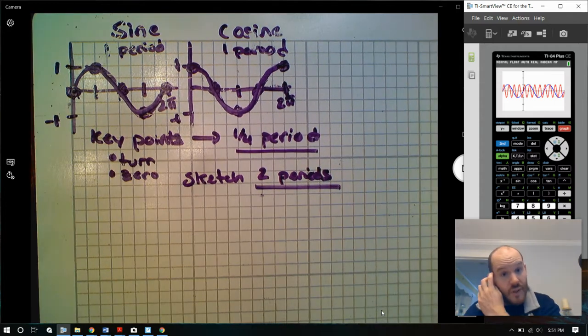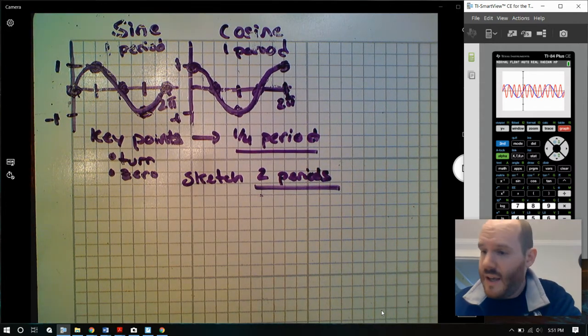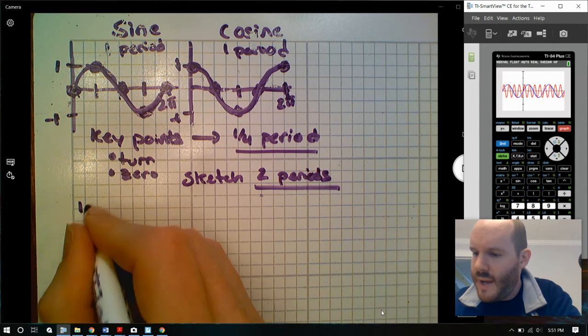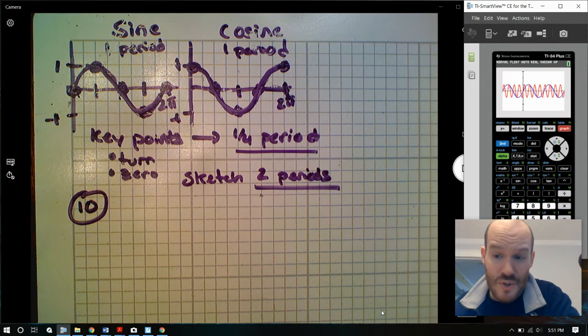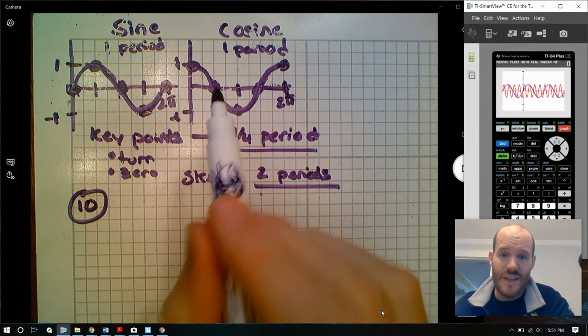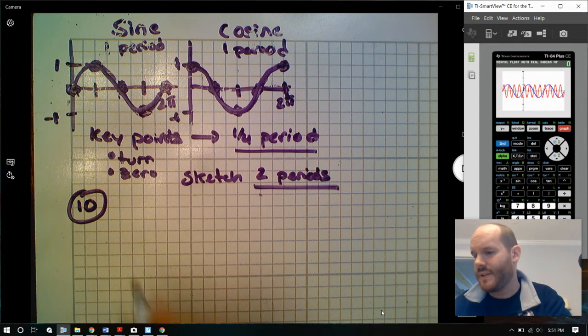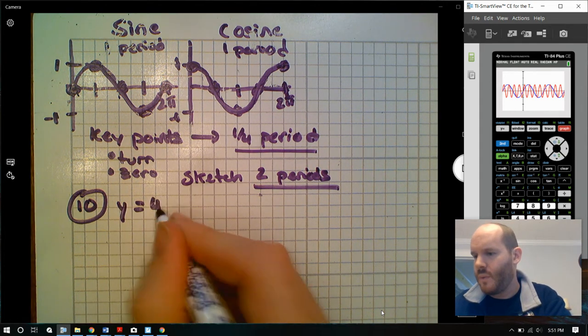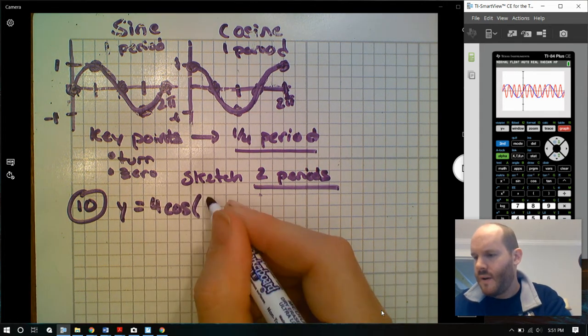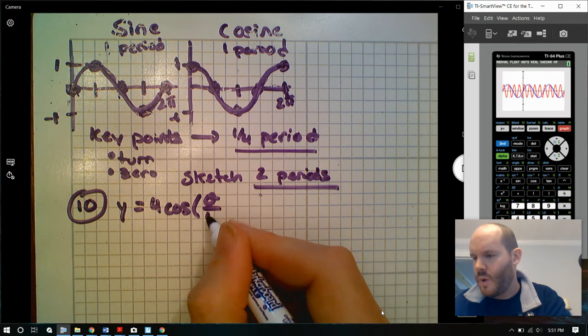The last example I want to look at is cosine. An example in your packet that is a cosine graph is 10. It kind of puts all the pieces together, but now we're going to be looking at a cosine curve rather than a sine curve. So example 10 is y equals 4 cosine of theta over 2.